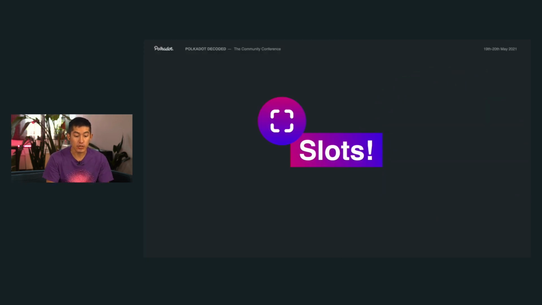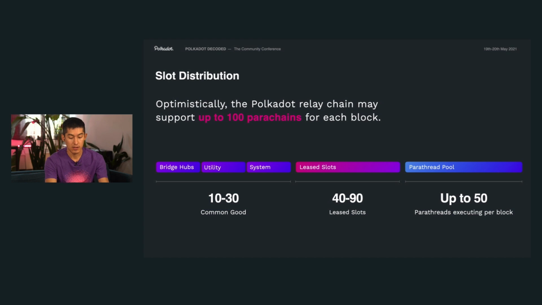So for that, we're going to talk about slots. Slots is the term we use to describe availability for a parachain to connect to Polkadot. Optimistically, we think that up to about 100 parachains could be supported at a single time on Polkadot, and for that we would need 100 slots. Now, not all parachain slots are created equal.